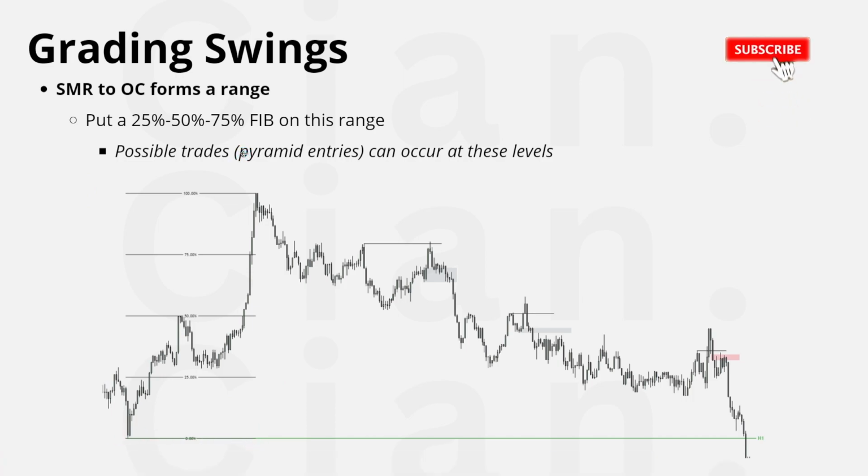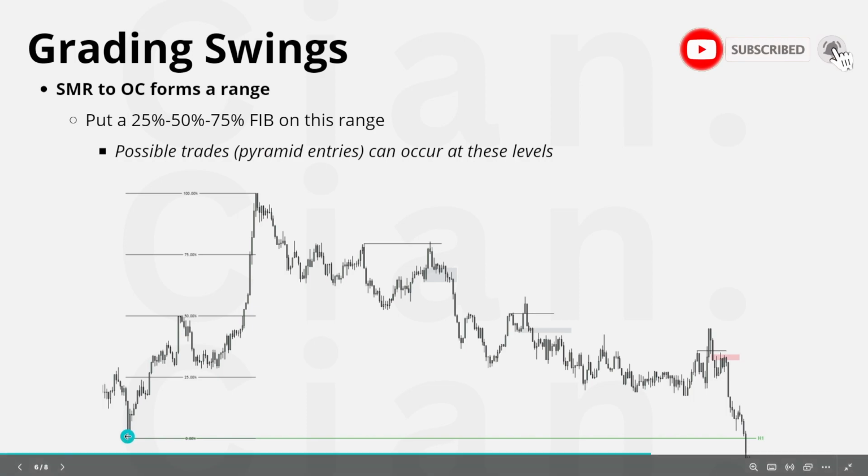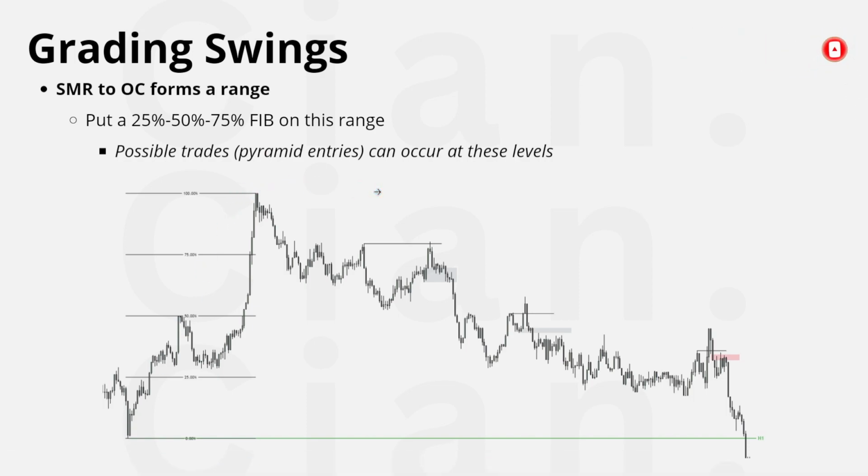And we can do this, so when we draw this range on the left curve of the market maker sell model, then we can anticipate entries, pyramid entries on the right curve around these levels. So here's an example. We have the 75% level right here. Around the 75% level we have an entry opportunity. Around the 50%, we also have an entry opportunity right here, and around the 25% level, we also have an entry opportunity right here.